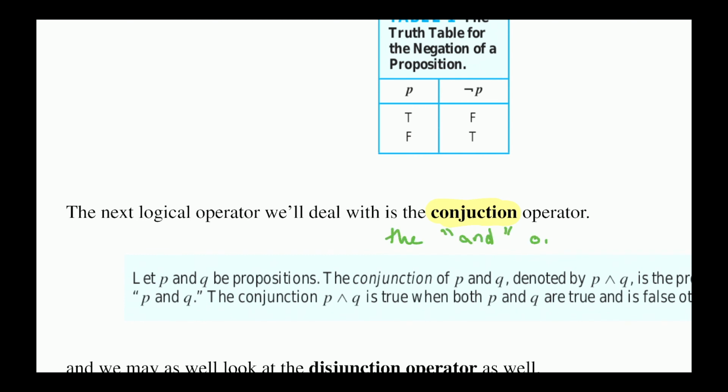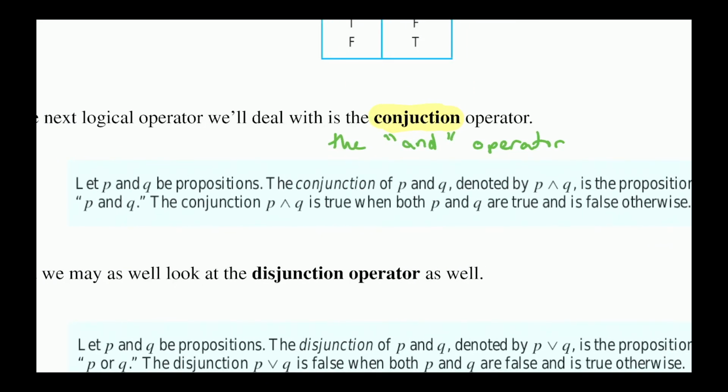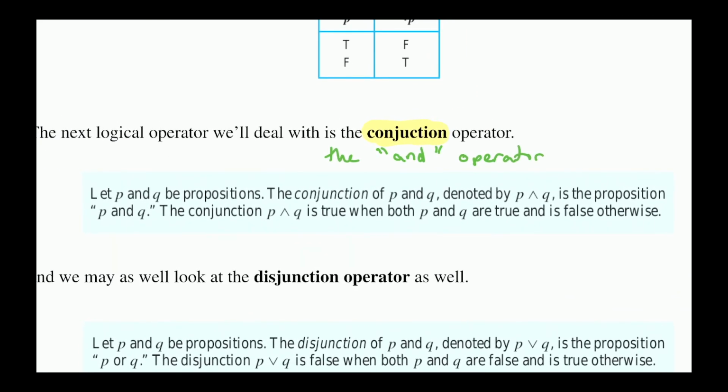The and operator. And so everybody reads it as and. Nobody ever says the conjunction of P and Q. They say P and Q. That's what they say. All right, and so you'll see that written right here. So what do we have? P and Q are both propositions. Conjunction is written this way. This is the symbol for it. It's like a triangle here, sort of.